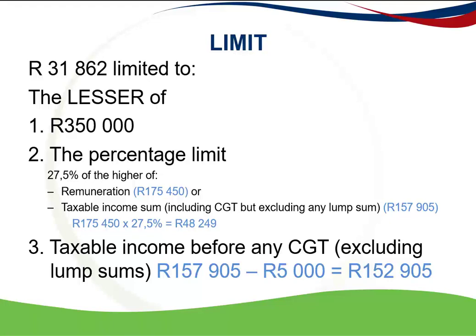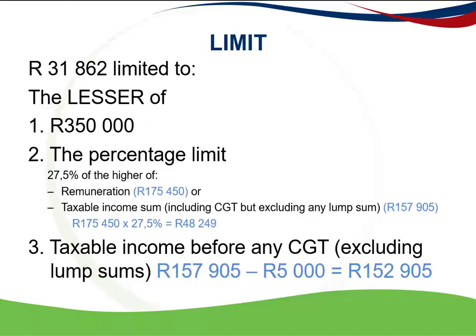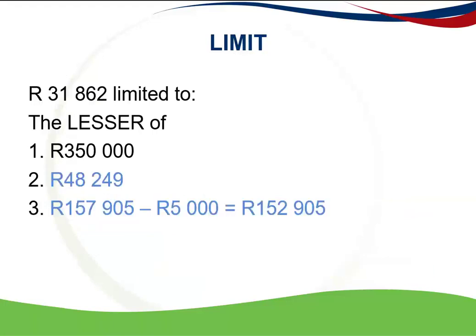Okay, so this question didn't have any lump sums, but the question did tell us that there was an amount of 5,000 Rand included in terms of capital gains tax. So we need to minus that to get to the taxable income for the third limitation. Okay, so the next thing that we need to do then is to work out between those three amounts. And you'll see all that I've done here. If I go back to the previous screen, I've just taken the three amounts of 350,000 Rand, the percentage limit that worked out to 48,249, and the taxable income of 152,905.